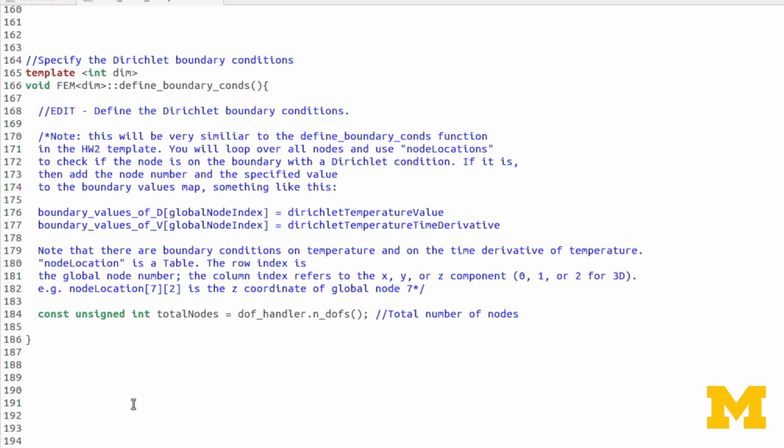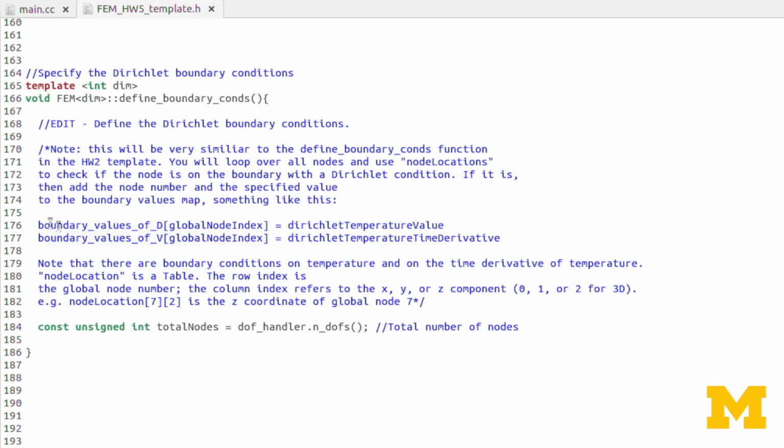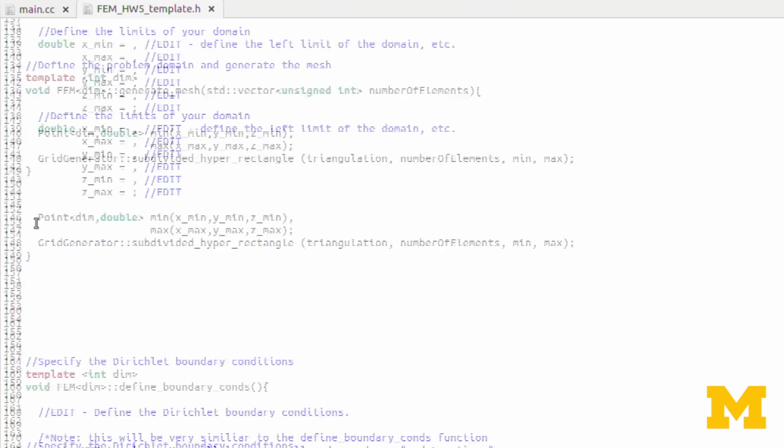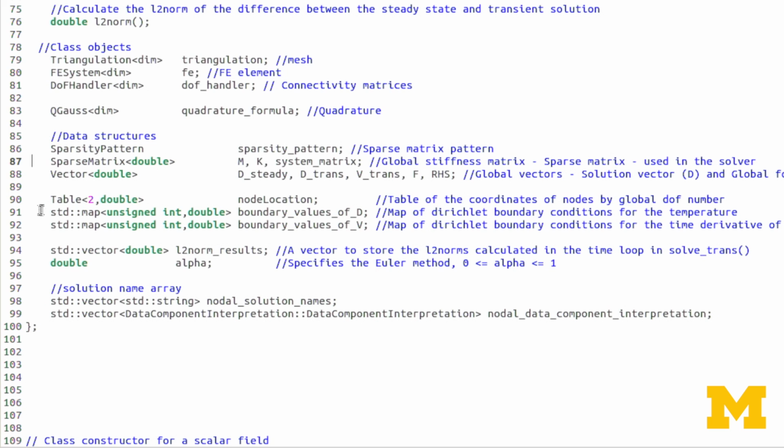Define boundary conditions will be very similar to previous assignments, very similar to homework 3, which was your previous steady state heat conduction problem, except now you'll notice that I have two maps here, boundary values of D and boundary values of V. I actually skipped over those higher up. They are class variables, class objects.